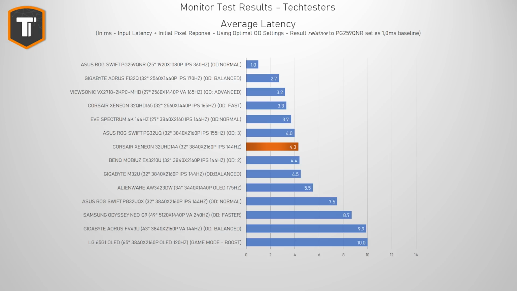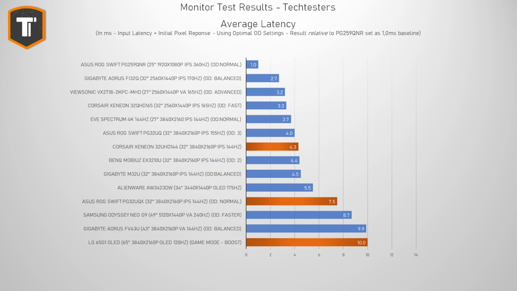Now, starting with the average latency, the 32UHD144 came in about 3 milliseconds behind the 360Hz PG259QNR, which is actually a great result. And that puts it right beside the PG32UQ, EX3210U and the Gigabyte M32U, and it is significantly quicker than the PG32UQX as well as the LG G1 OLED in game mode.